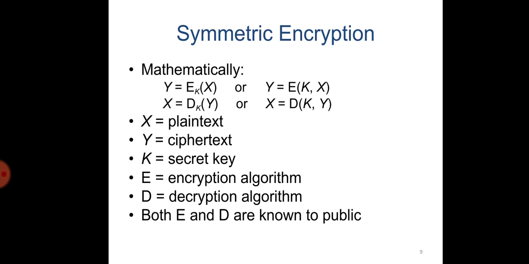Symmetric encryption mathematically. Y is equal to E sub K of X, or Y is equal to E of K comma X. X is equal to D sub K of Y, or X is equal to D of K comma Y. Here capital X is the plain text, capital Y is the ciphertext, capital K is the secret key, E is the encryption algorithm, D is the decryption algorithm. Both E and D are known to the public.